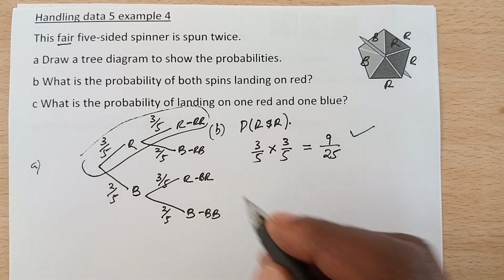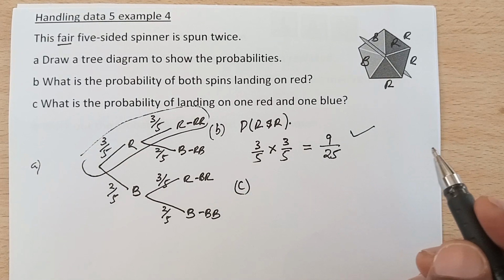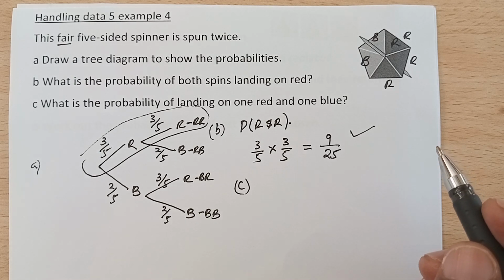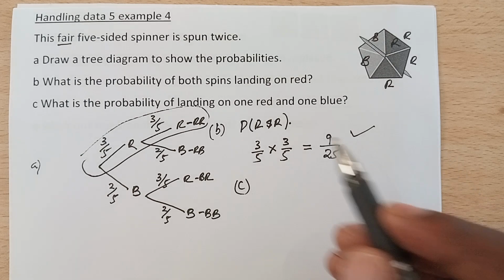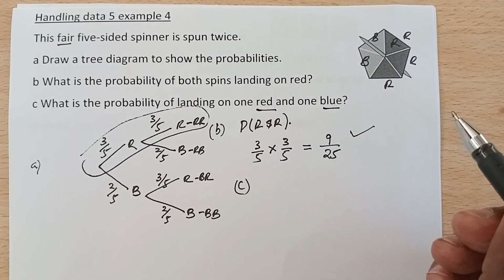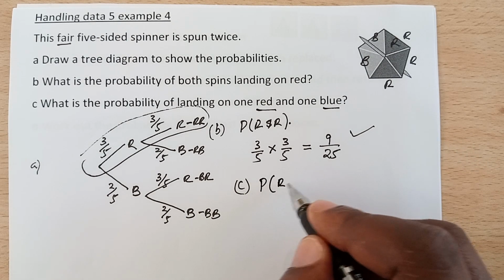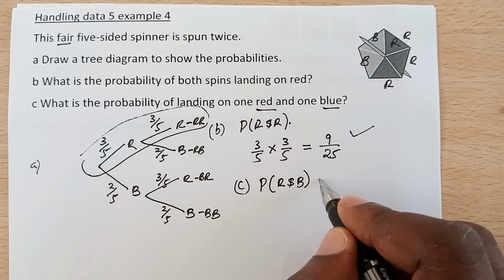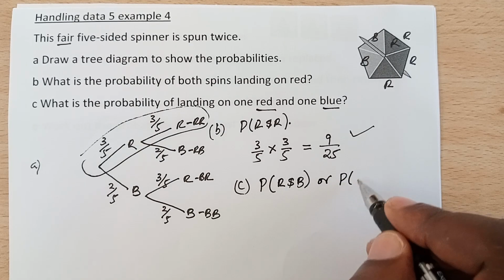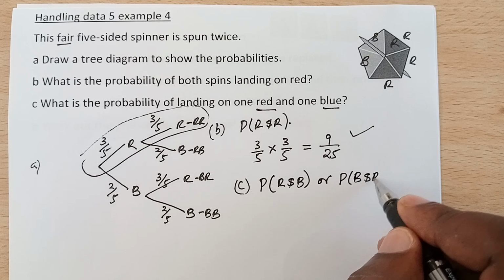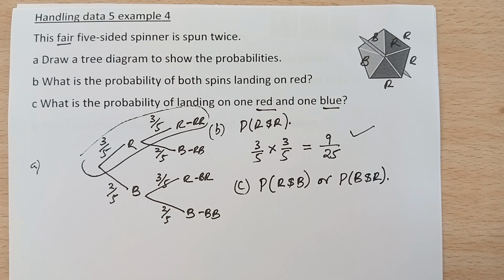There we go. Part C of the question, what is the probability of landing on one red and one blue? You realize that we must be having different results here, one red and one blue, but there is no order. It means we can have the probability of red followed by blue, or we can have a blue followed by this time red. Blue and red, or red and blue. Either of those will give us the same result because we do not have a specific condition.